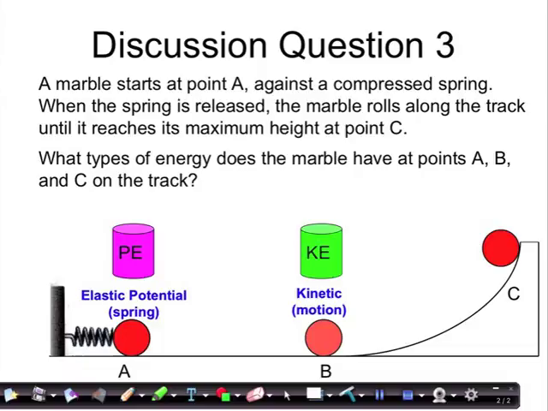And at point C, when it gets to the max height, it's not connected to a spring, so there's no elastic potential energy. It barely reaches the max height, which means that at its max height, it's not moving, so it has zero kinetic energy. And it is a certain height above the ground, so it has gravitational potential energy.